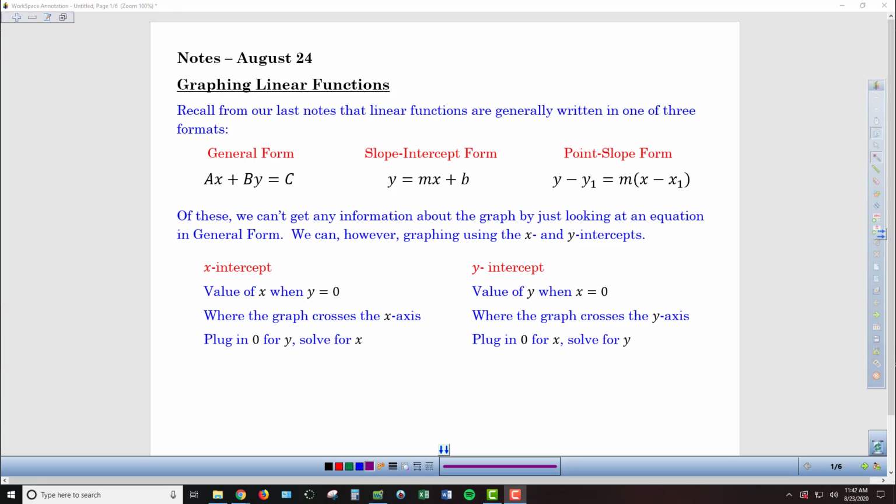And then finally point-slope form, which is basically the same thing as slope-intercept form, except the point could be anywhere along the line instead of in a specific place, the place where the graph crosses through the y-axis. But the first thing that we're going to look at is general form. Now, unlike the other two, we can't just look at the equation and obtain all the information we need for being able to draw the graph. We have to do a little bit of work. It's not hard work, but it's work.